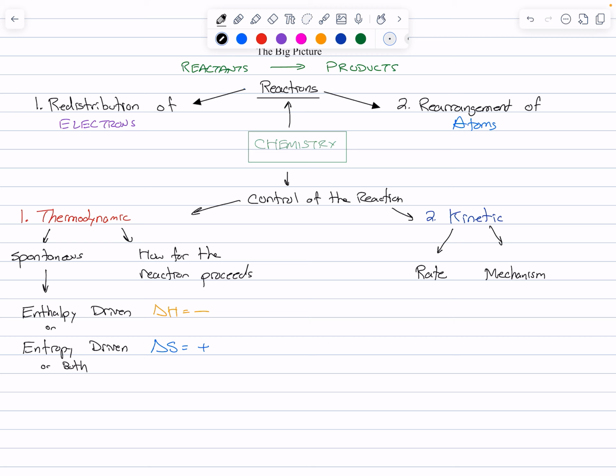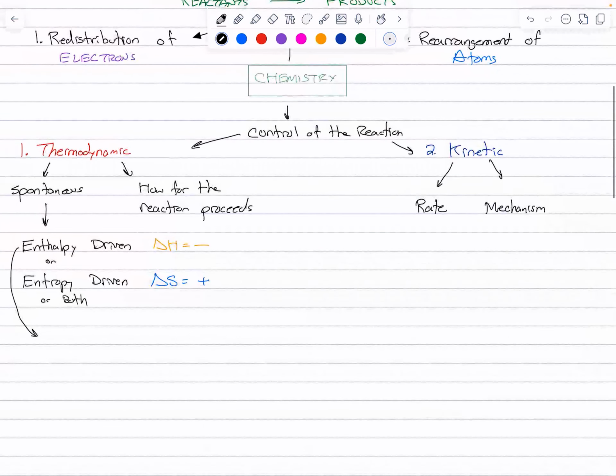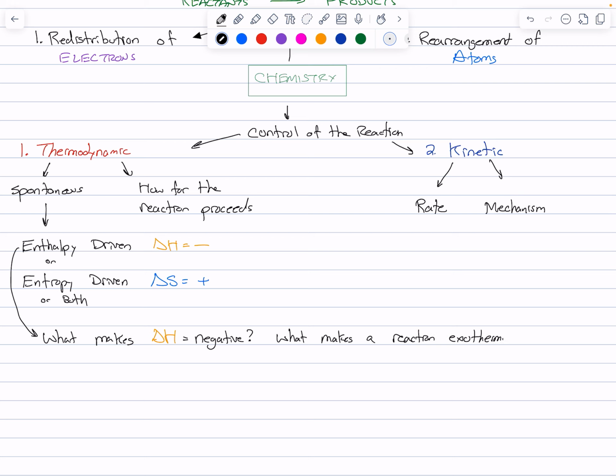And so when we talk about this, I want to talk about enthalpy, and what makes delta H negative. Have you ever thought about why delta H is negative? What makes a reaction exothermic? That's the question. And most of the time, it's a more stable arrangement of electrons.